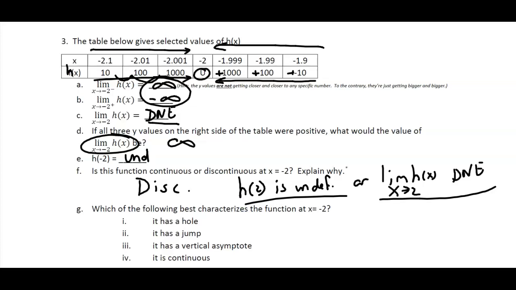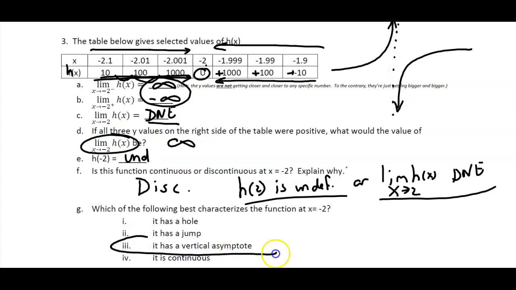Now, which of the following best characterizes this function at x equals -2? Well, here's what's happening. As I'm approaching -2, the y values are getting bigger and bigger and bigger on the left side. So as I approach, it's just shooting up high from the left. Now, as I approach from the right, they're becoming more and more negative. And when you have a situation like that, that's a characteristic of a vertical asymptote. So part G is an example of a vertical asymptote. All right.